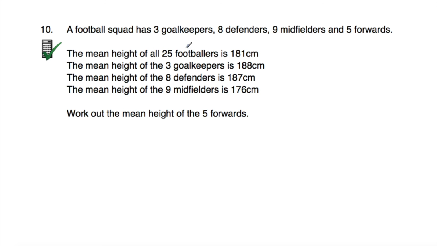Okay, so in terms of this question, let's start off by finding the total height of all the footballers in the club. So if they were to add up all the heights of the 25 players, how tall would they be? So we know the mean is 181. So that means that they've added up all the heights and divided by 25, they've got 181. So if we take the 181 and multiply that by 25, that'll be the total height of the footballers. So 181 multiplied by 25 is equal to 4,525. So that's the total height in centimetres of all the players.